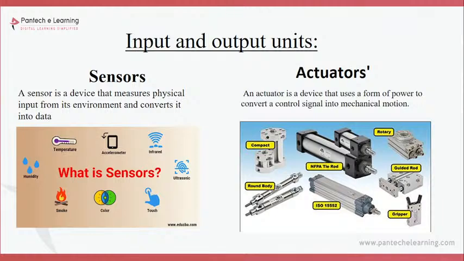We have different sensors like a temperature sensor and an accelerometer. An accelerometer is also a sensor, used to sense the speed of a motor, or in vehicles also the speed of the motor. Then we have infrared (IR) sensors, ultrasound sensors, touch sensors like biometric, color sensors, smoke sensors, and humidity sensors. All these are different types of sensors used to collect information from the physical environment.